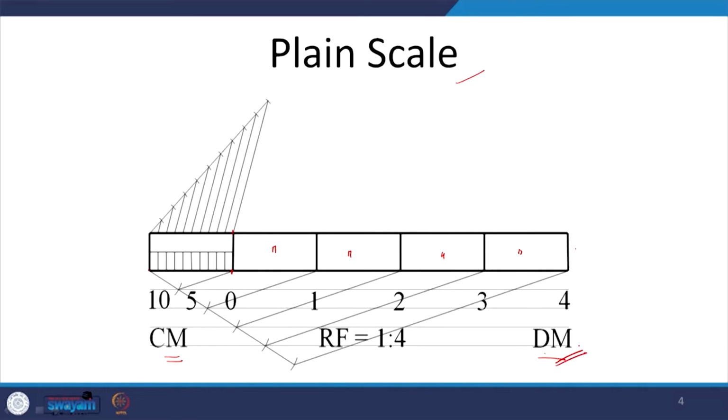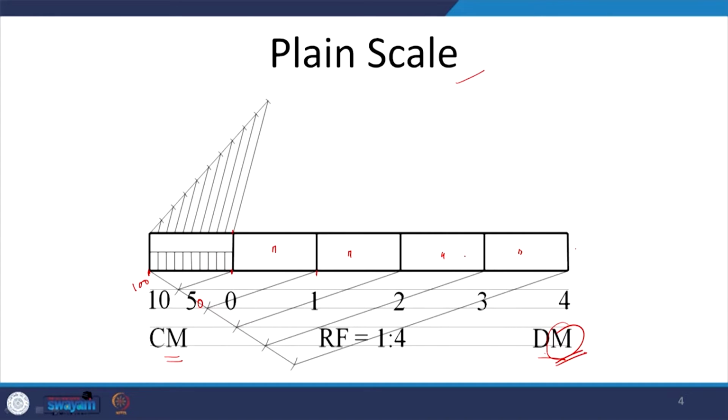It could also be 100. Depending upon the scale, suppose it was meters and we were representing centimeters here, then this would have been 100 here. So, while it is 1 meter here, this is actually 100 centimeters here, and instead of 5 we would have had 50. And what we would do? We would divide this last one into an equal number of divisions depending upon the scale.